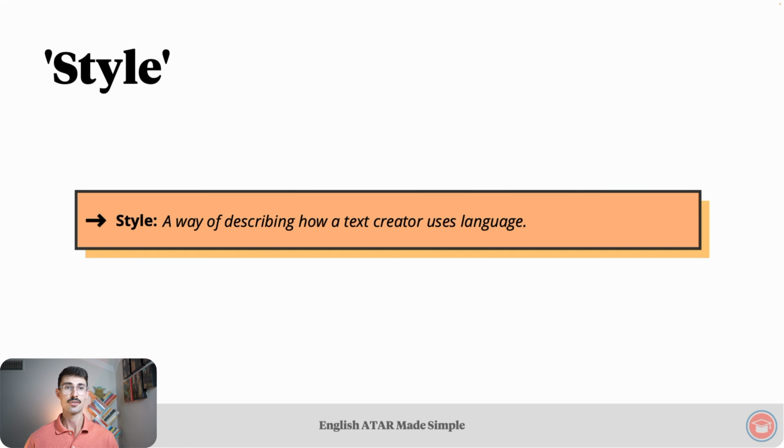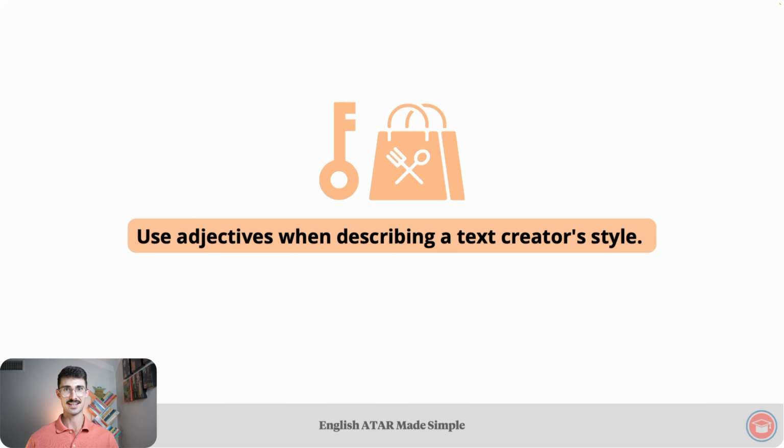And whenever we're describing something in English, it's important to have some good adjectives, some good describing words. Whenever you're answering an analytical question, so a question from the comprehending section or the responding section on style, use an adjective or adjectives to succinctly describe that style. There is a comprehensive list of adjectives that you can use to describe style in the PDF study notes. Note that all of those words in that list can also be used to describe voice, but we'll get into that in a few lessons' time.